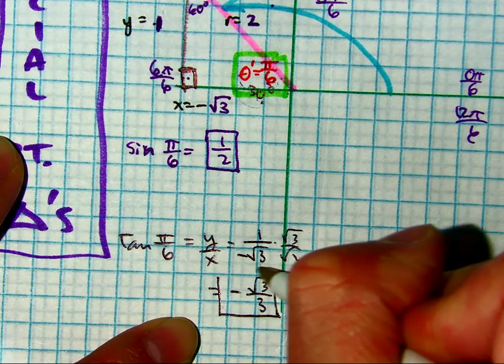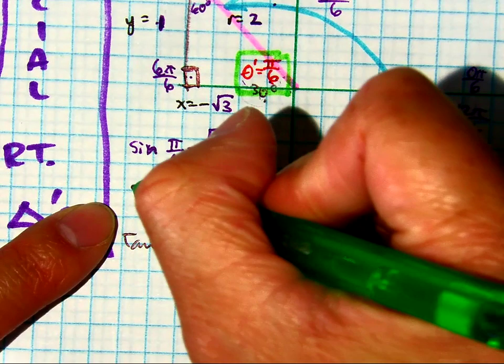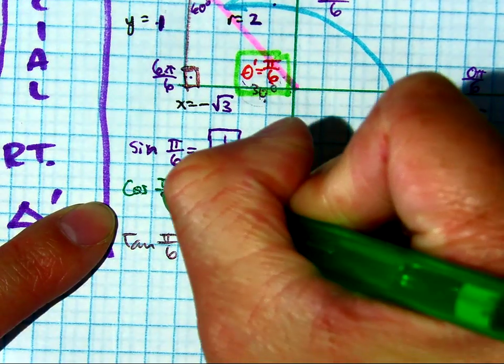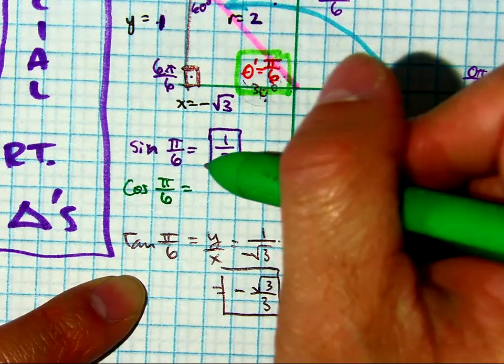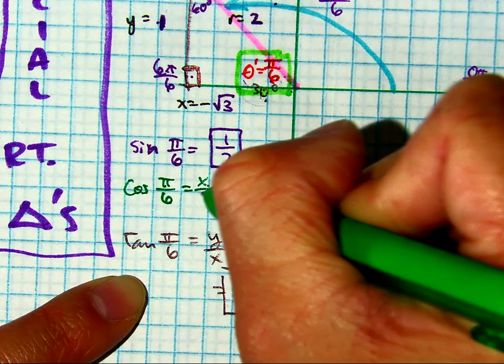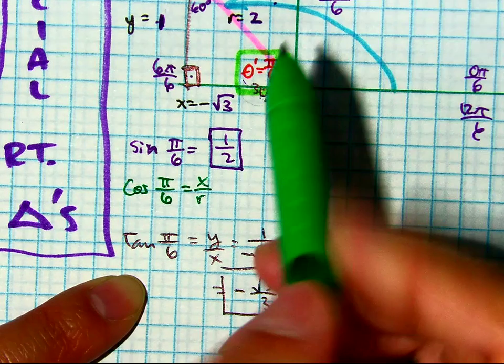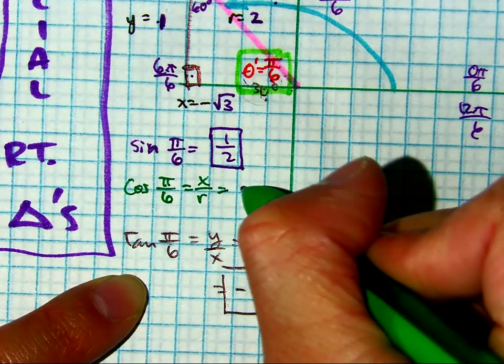Someone else give me their favorite trig function? Cosine. Which 2 letters, class? Oh man, get those flashcards, guys. So x over r would be what? Negative radical 3 over 2.